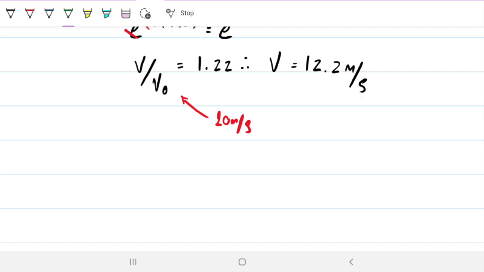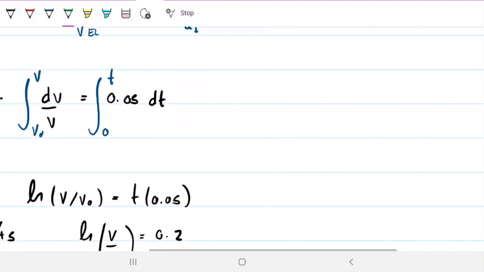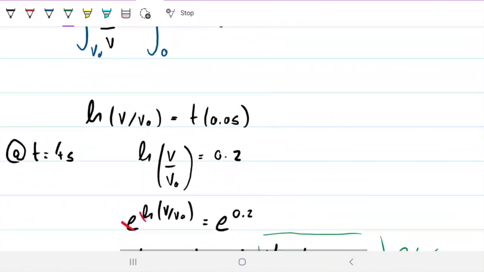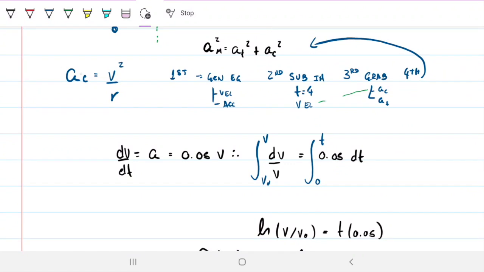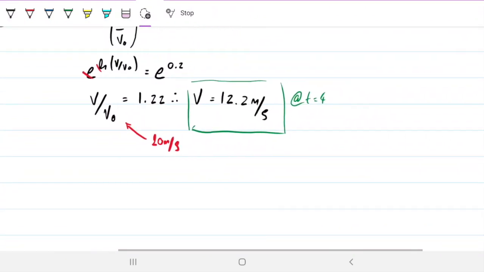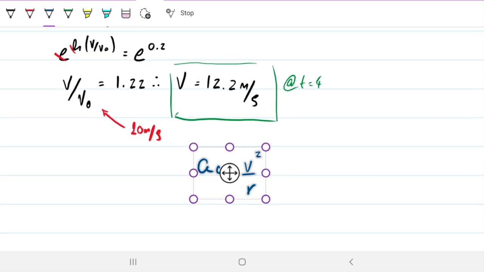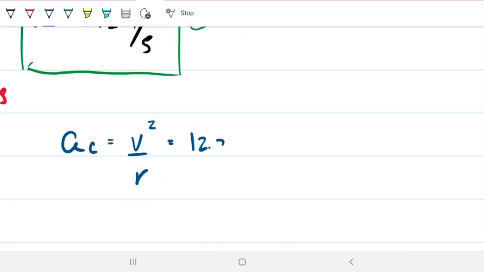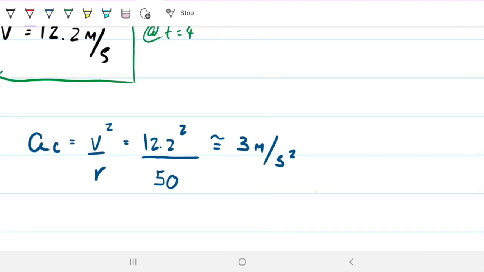Okay, now I have the velocity at, don't forget this is at time equals 4, right? Because I have that, I can grab my centripetal acceleration. Where's our game plan? Velocity can grab this guy here, and centripetal acceleration is over here. So this will be simply 12.2 squared divided by my radius, which is 50, which gives me approximately 3 meters per second squared. Unit-wise, let's just check quickly. We're squaring the velocity, which is given in meters per second, so we're going to have meters squared over seconds squared there, and we're dividing by the radius, which is in meters. So meters and meters, we get meters per second squared.